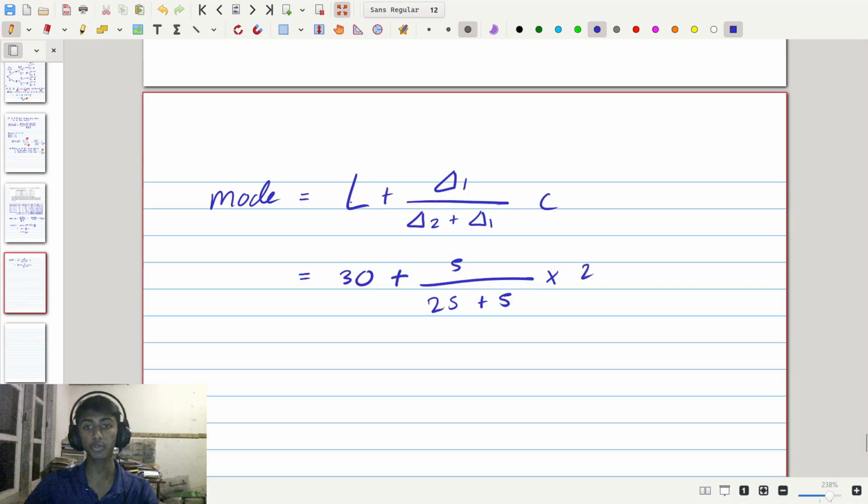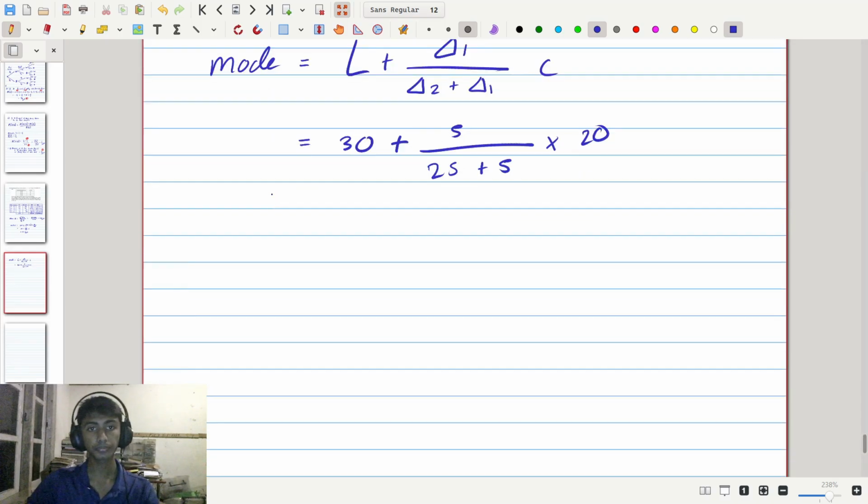If we substitute in 20, we can see we're going to get equal to 30 plus 5 times 20 is 100, divided by 25 plus 5 is going to be 30, divided by 30, cut, we have 10 divided by 3, which is 3.3333 continuous, which if you add to 30 is going to be equal to 33.33 continuous. And that is going to be our answer for this part of the question.